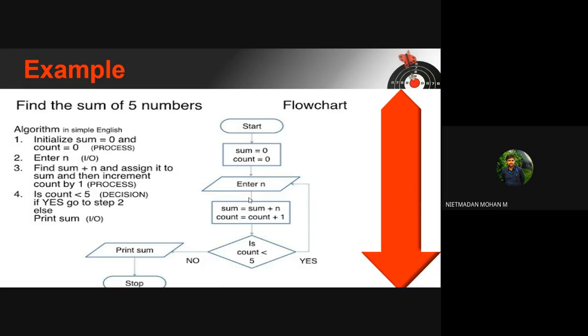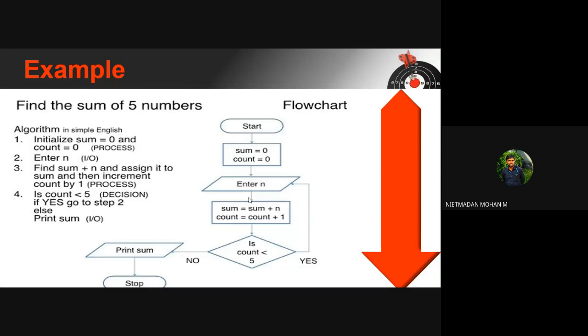Next, coming to the condition statement, if count is less than 5, then the condition holds, and again we go to enter n to get the second number. If the second number is 2, and sum is already 1, then sum is equal to 1 plus 2. So now the sum value is 3. You can execute this on your white sheet, then you will get a clear idea. Once the condition is false, it will print the final sum value and the program will be terminated.